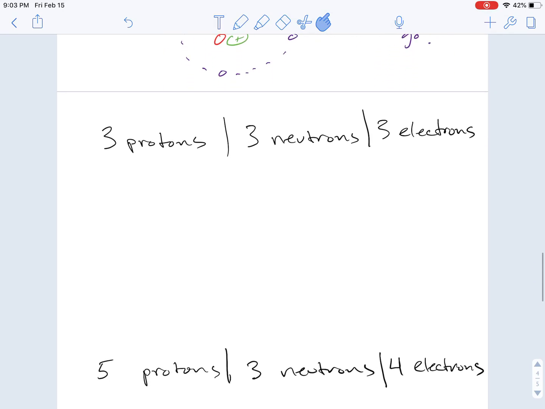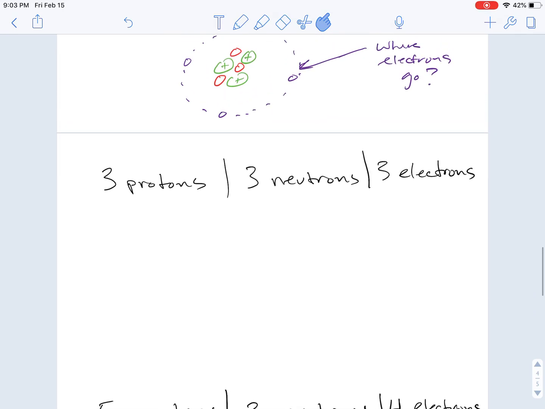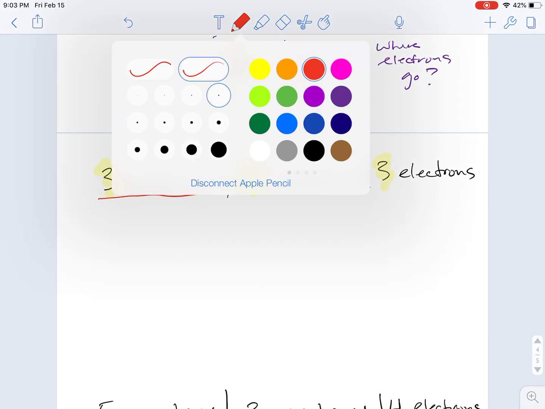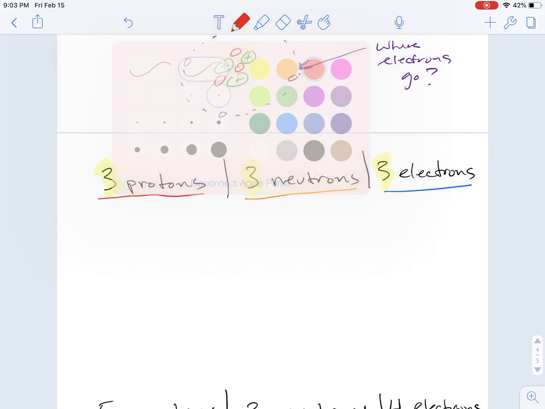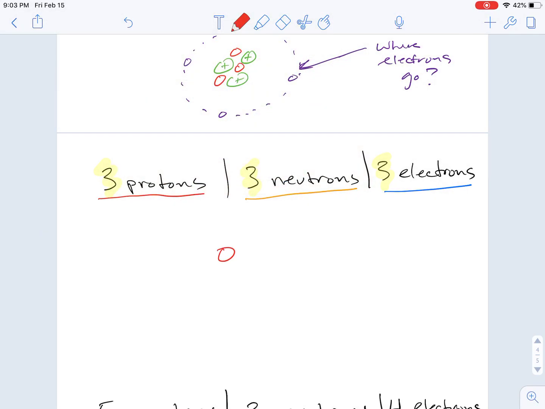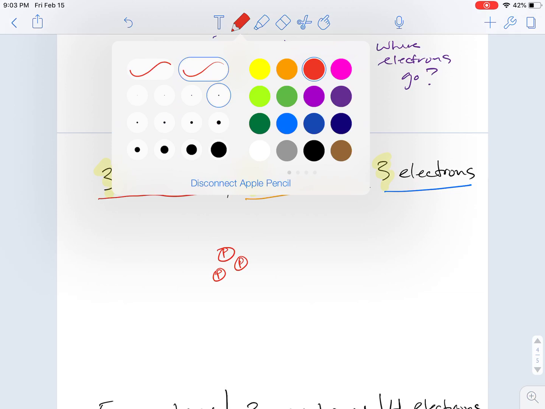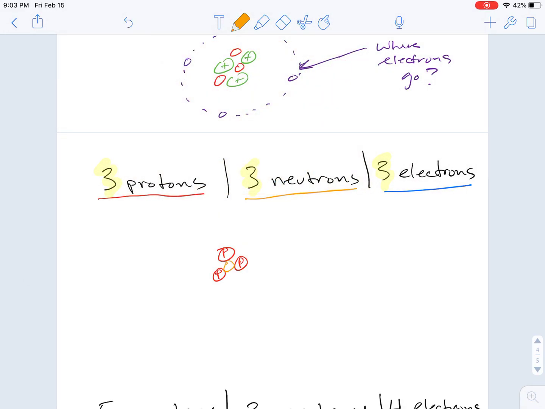also the mass. So we're going to start with drawing our first atom here, which is 3 protons, 3 neutrons, and 3 electrons. So let's start with drawing that. I'll draw my protons in red, I'll draw my neutrons in orange, and then my electrons will be in blue. So we'll start with the protons. If we have 3 protons, remember, we're going to draw those in the center because that's where the nucleus is. The nucleus is that center.